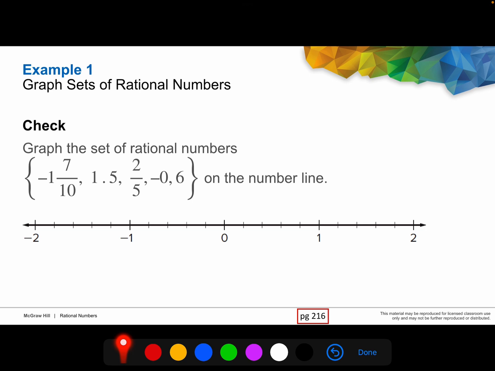All right, let's take a look at the check problem. Graph the set of rational numbers -1/7, 1.5, 2/5, and -0.6 on the number line.